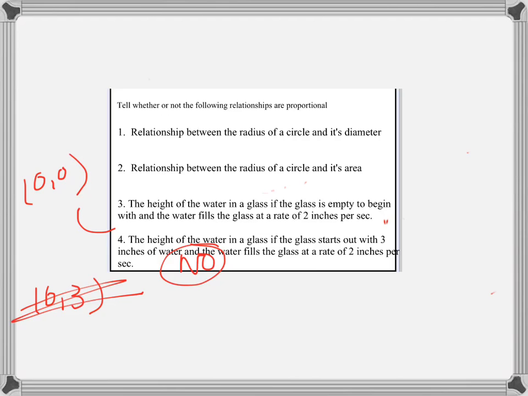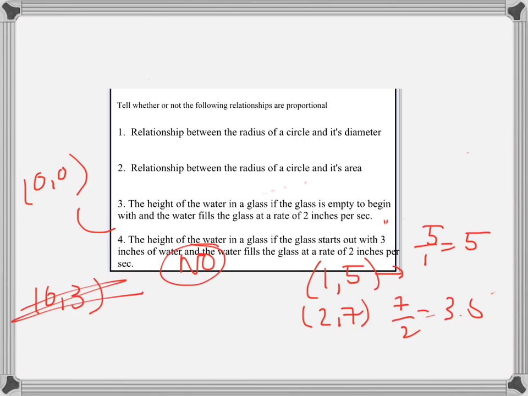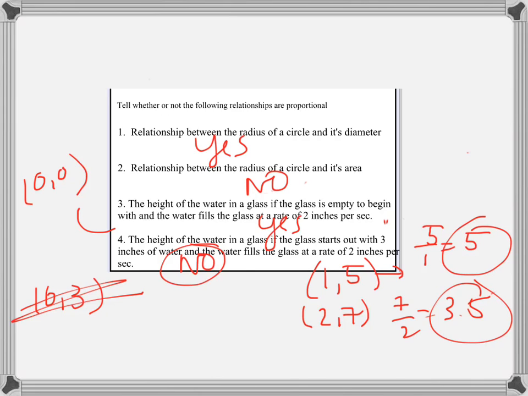Furthermore, if you looked at the ratios, after 1 second we said there were 5 inches, and after 2 we said it was 7. The ratio of y to x in the first coordinate is 5 over 1, that's 5. But in the second coordinate, it's 7 over 2, so that's 3.5. The fact that these ratios did not stay the same makes number 4 not a proportional relationship. So yes to 1, no to 2, yes to 3, and no to 4.